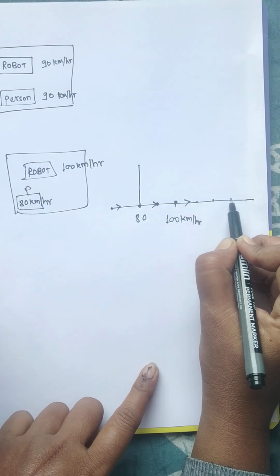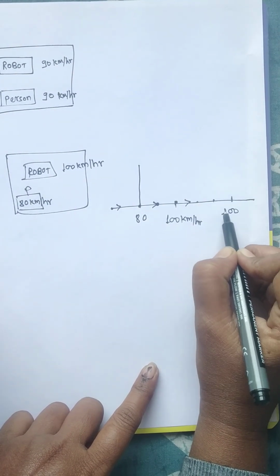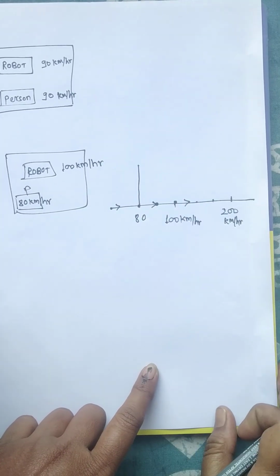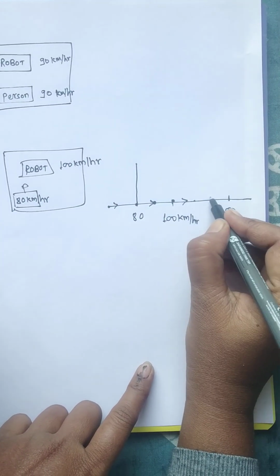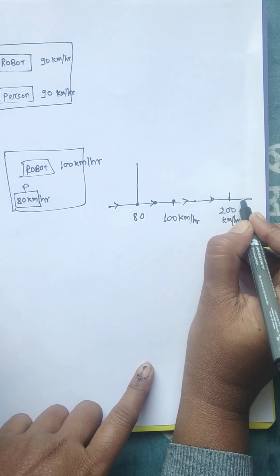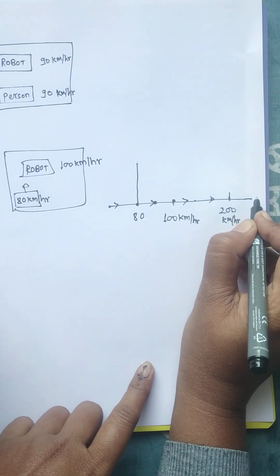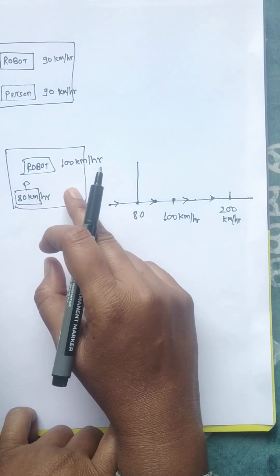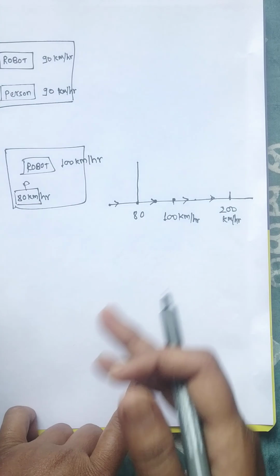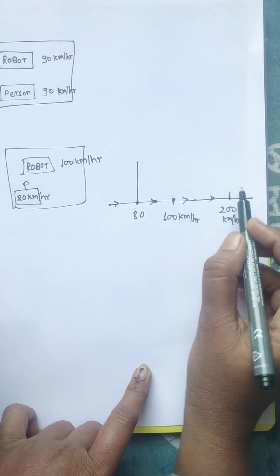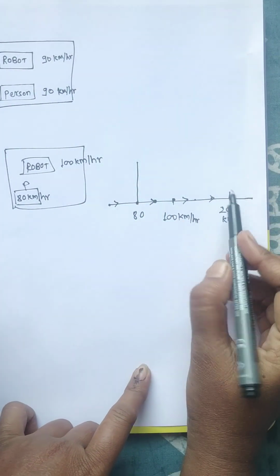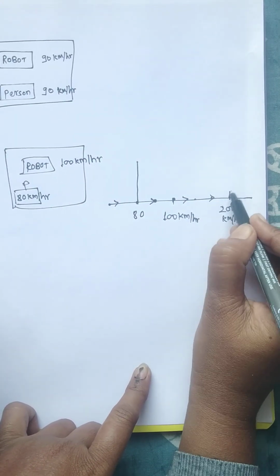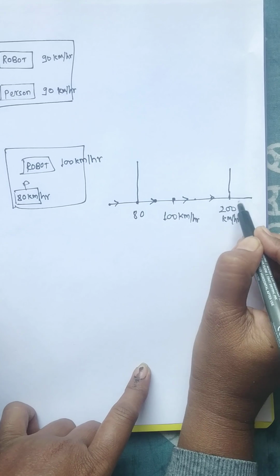Suppose the person reaches up to 200 kilometers per hour speed, the robo will also run at 200 kilometers per hour speed. But what will happen? The person will again increase his speed to 210, 220 kilometers per hour, but the robo has some limitations set, that is, the maximum speed up to which he can run. So, for example, the robo has set that he can run up to only 200 kilometers per hour. So, the robo will run up to 200 kilometers per hour.